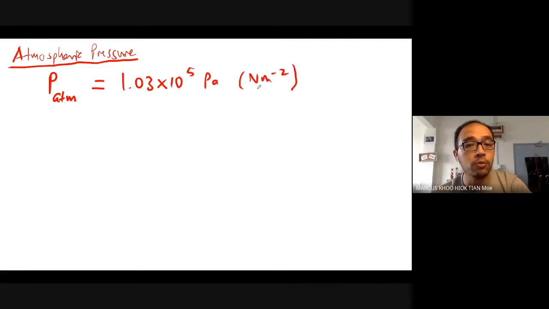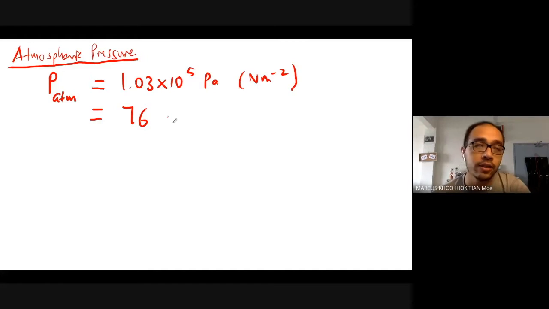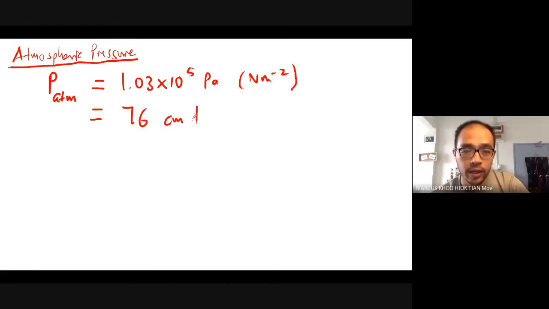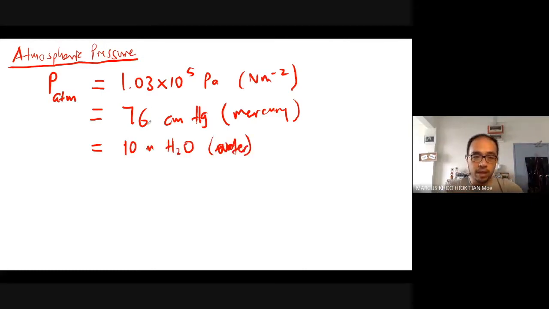Any one of them is fine. The second one, somebody else? 76. 76 what? Unit? Millimeter. 76 mm is not correct. cm. Cm what? Hg. Okay, cmHg, because Hg is the chemical symbol for what? Mercury. Very good. The third one, 10 meters water. The third one is 10 meters water.